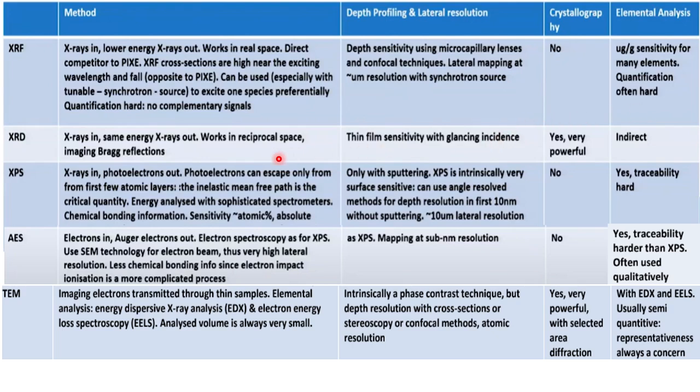often hard. In the case of XRD, of course crystallography is very powerful, so XRD is usually used to know more details about the crystal structure and crystal nature. Elemental analysis is also possible, but that is an indirect method. Indirectly we can also determine what different elements are present. In XPS we cannot understand the crystallography part, but yes, elemental analysis can be done through XPS. What different elements are present in a sample, one can determine very accurately.